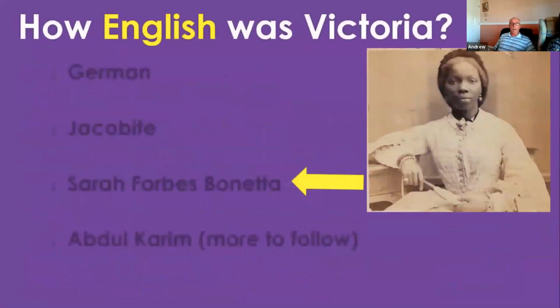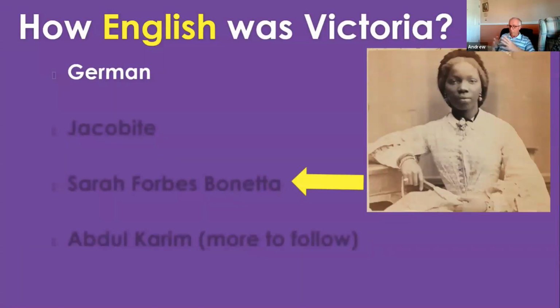Okay, so let's talk about how English was Victoria. First little myth I want to get rid of right away. Victoria does not speak English with a German accent. She can speak German fluently, but she never speaks it with a German accent. Essentially, as young as 4, it's reported, her mother says that as young as 4, right? Her mother is German. Remember, her mother and Albert's father are siblings.